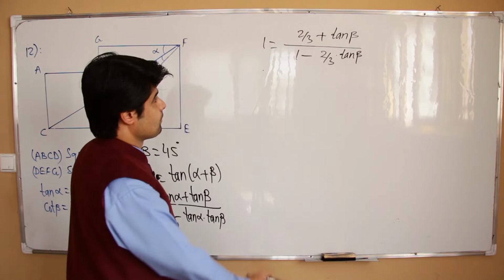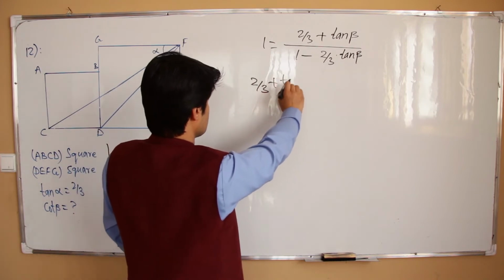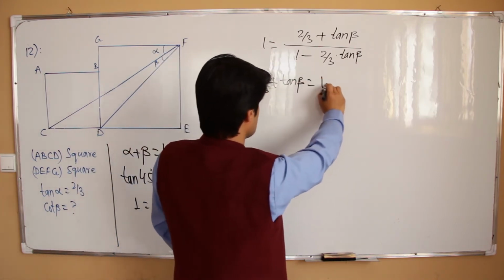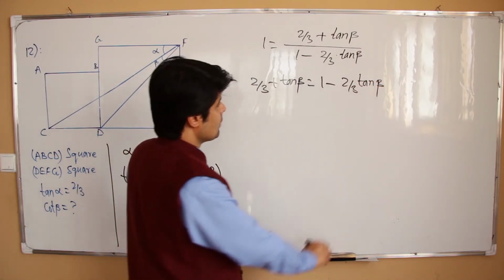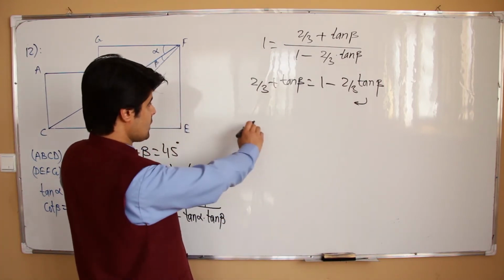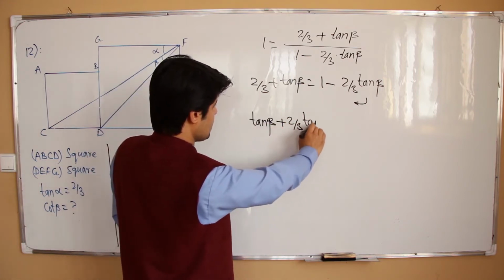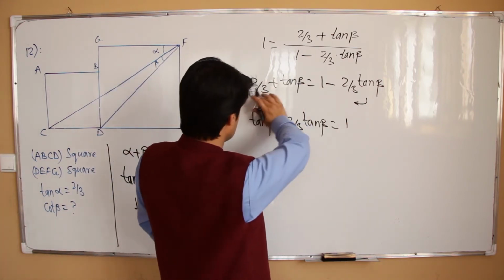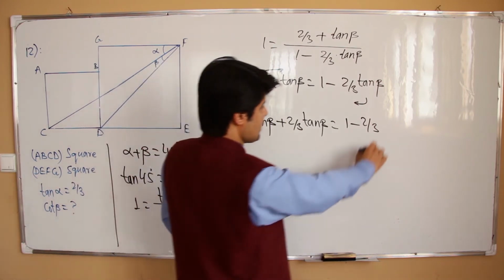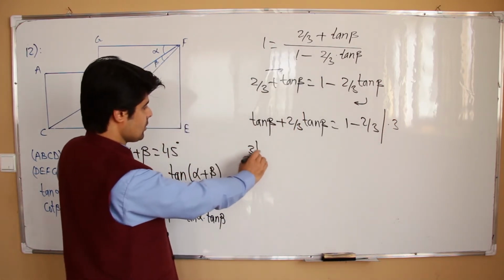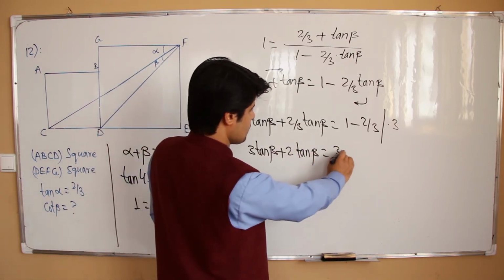Cross multiplication. One time this numerator is 2 by 3 plus tangent beta, and one time this one, 1 minus 2 by 3 tangent of beta. Am I right or no? Yes. Put this tangent beta to the left side. It would be tangent of beta plus 2 by 3 tangent of beta. And 1, put this one to the right side. It would be 1 minus 2 by 3. Am I right? Yes. If I multiply both sides by 3, we will have 3 tangent beta plus 2 tangent beta is equal to 3 minus 2.